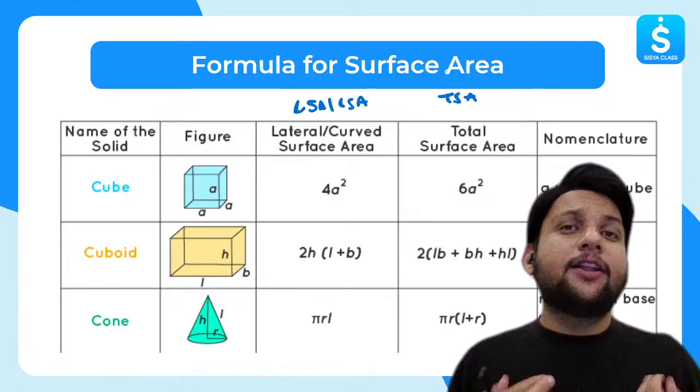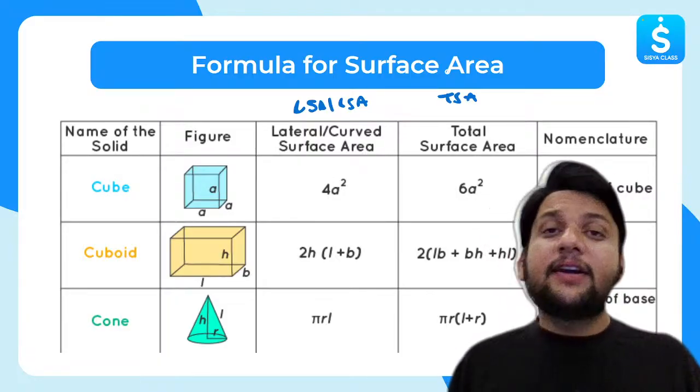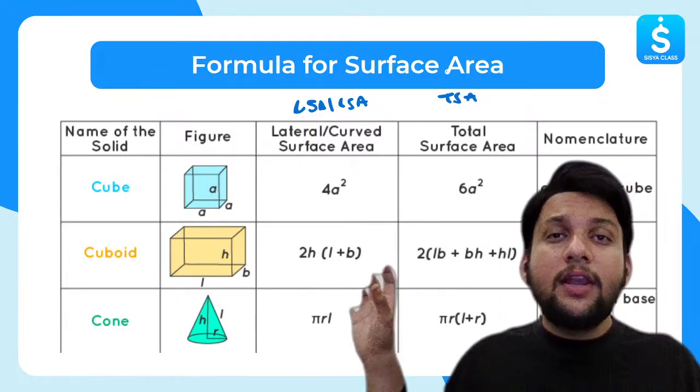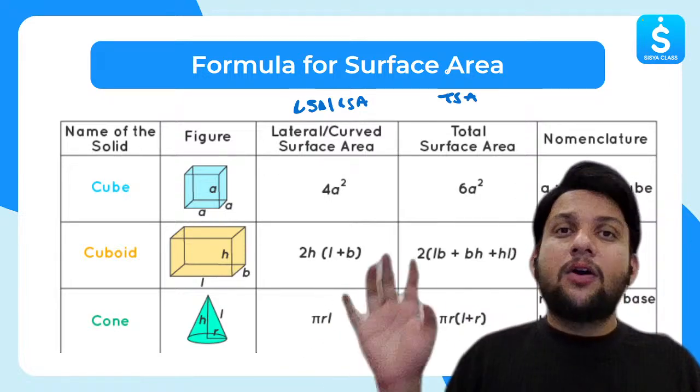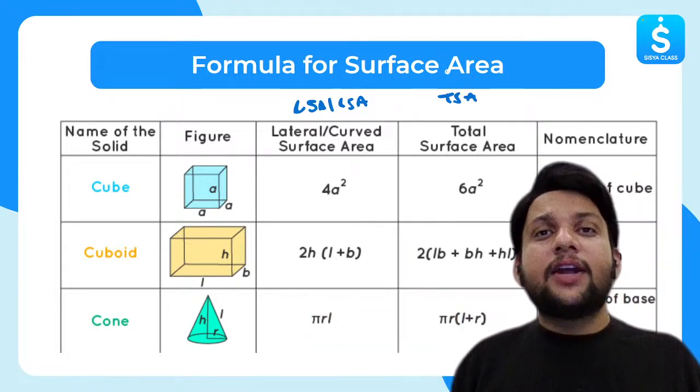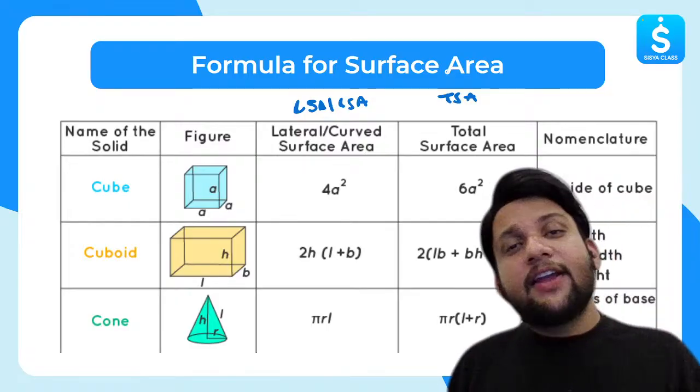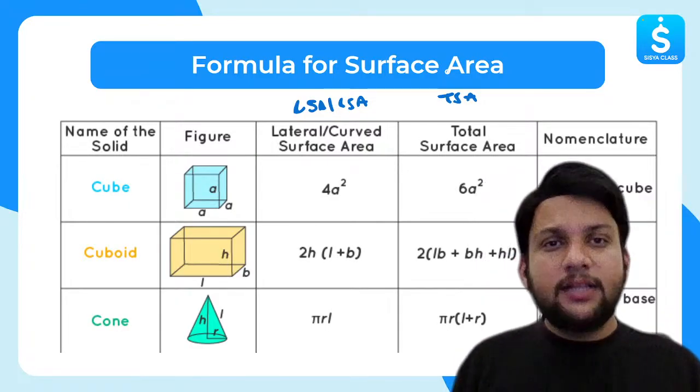For example, if you're sitting in a room right now, the room is in the shape of a cuboid. If we consider the surface area of only the four walls, what are we going to get? We are going to get lateral surface area. And if I include top and bottom also, I'm going to get total surface area.